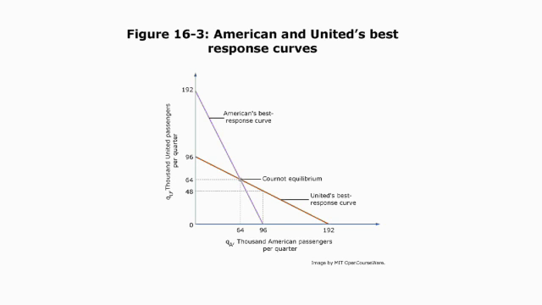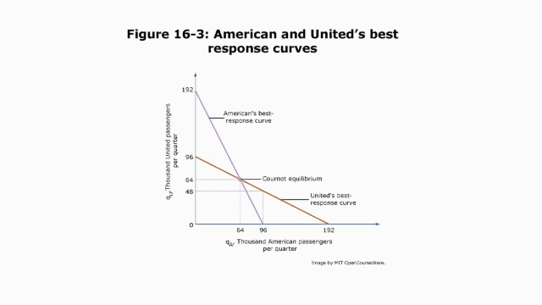Then United's a monopolist. So that's the point on the curve with 0 on the x-axis, 96 on the y-axis. If American decides to fly 0, United should fly 96. That's the monopoly case we just solved. If American decides to fly 64, United should fly 64. That's the case we just solved as well.